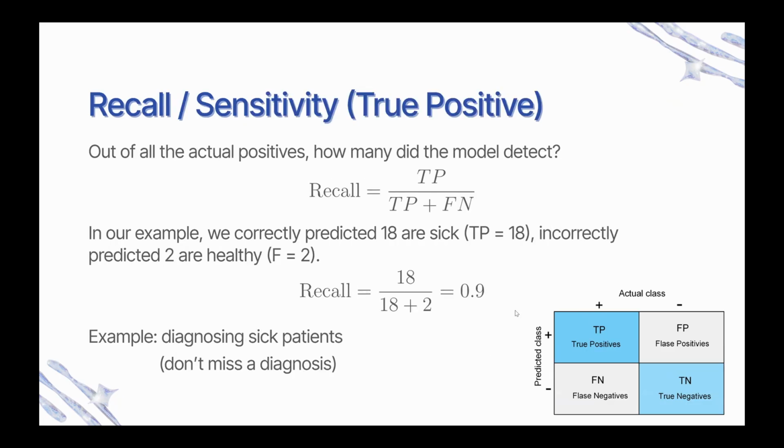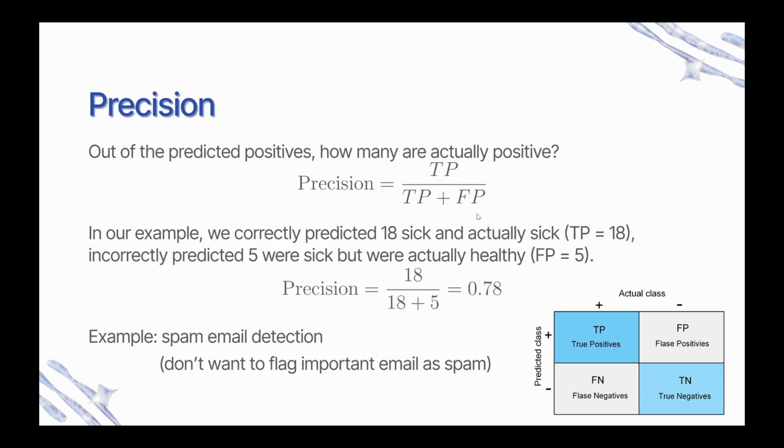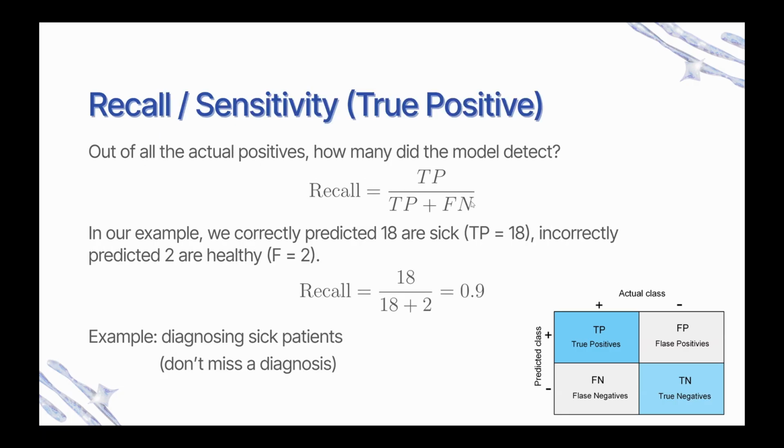Okay, now there's another thing here, another one. It's called recall, another metric. Okay, and this one is out of all the actual positives, how many did the model detect? So this is a little bit different. You can see that the formula is the true positives over the true positives plus the false negatives, right? Before, for precision, it was the true positives plus the false positives. But here, it's the true positive plus the false negatives, right?